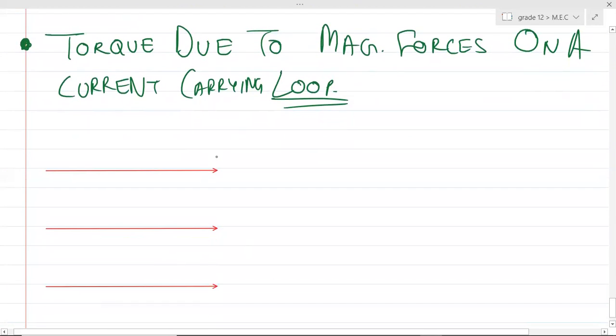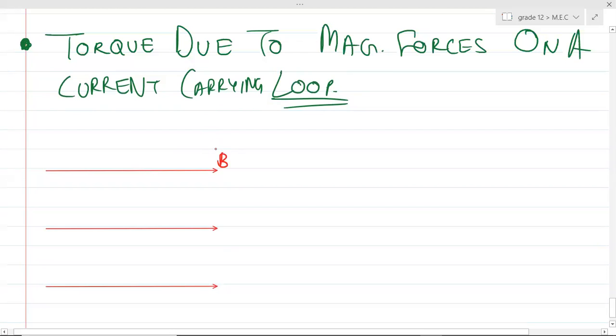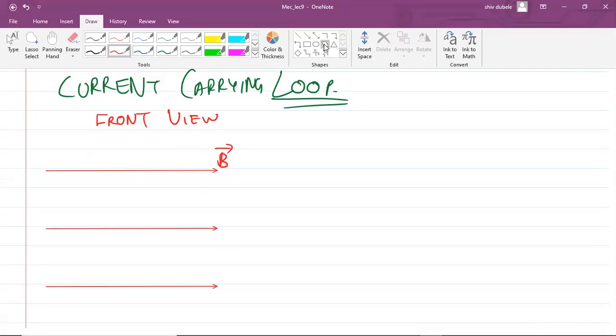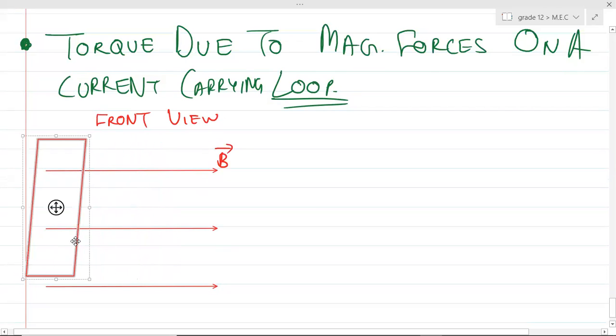So everyone can see this magnetic field, right? When I see the front view, it looks like this. How will I draw it? Let me draw it like this.